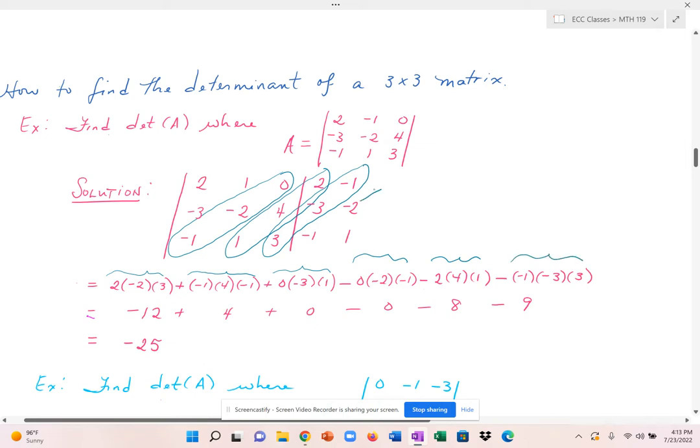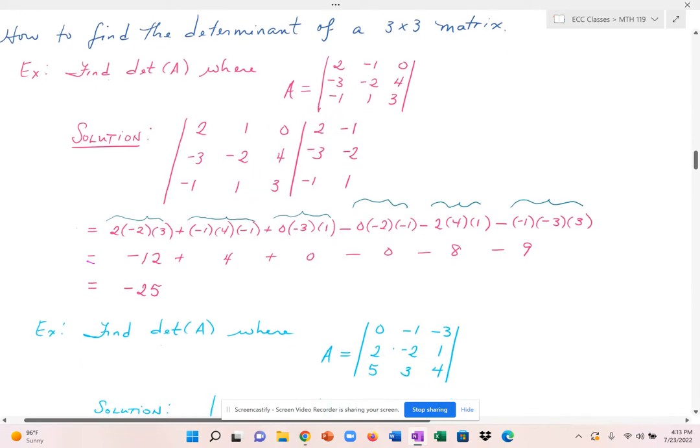So you should have a diagonal of 3. So in other words, you wouldn't be choosing this because there's only two numbers on that diagonal. So those products work out to be negative 12 plus 4 plus 0 minus 8 minus 9. And when you add and subtract those numbers together, you end up with negative 25 as the determinant value.